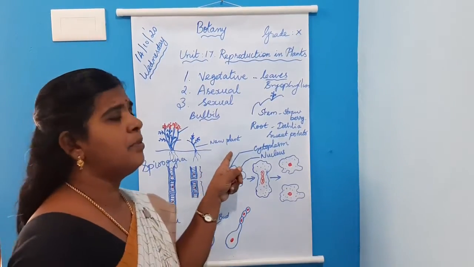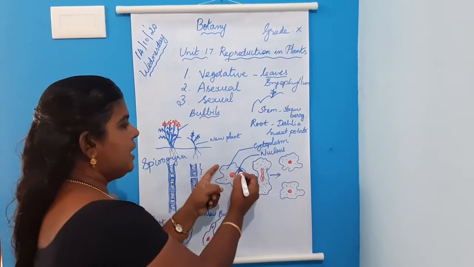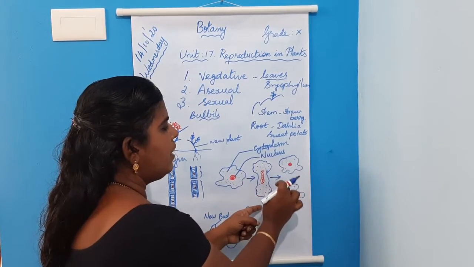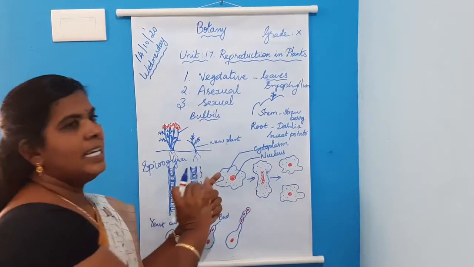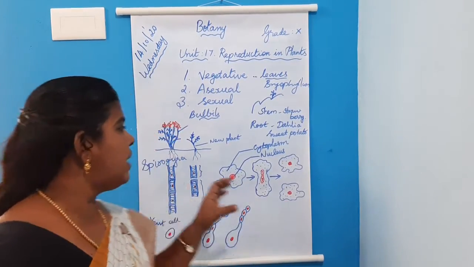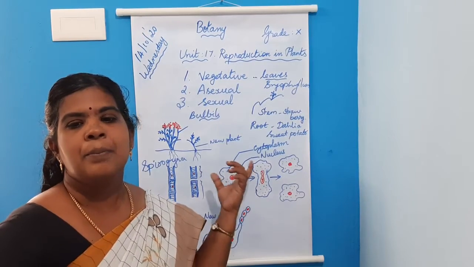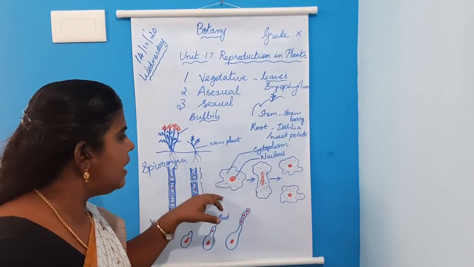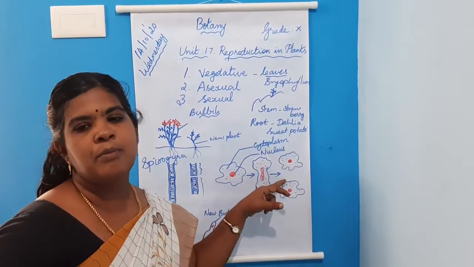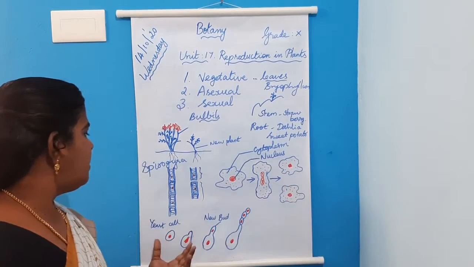Next method is fission. In this, the parental cell divides, elongates and divides into two and forms two daughter cells. The example is amoeba. Again, in this type of reproduction, the parental cell elongates and divides into two and forms two daughter cells. Example, amoeba.